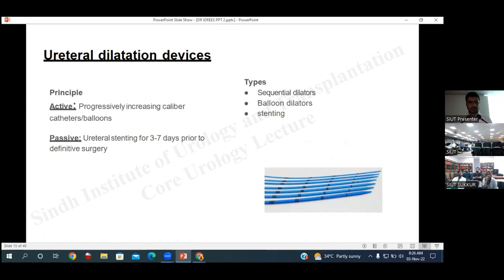Now, ureteral dilatation devices. They are active dilatation and passive dilatation. For active dilatation, progressively increasing caliber catheters or balloons are used. For passive dilatation, ureteral stenting is done 3 to 7 days before definitive surgery. And the types of ureteral dilatation are metallic dilators, sequential dilators, balloon dilators, and stenting.